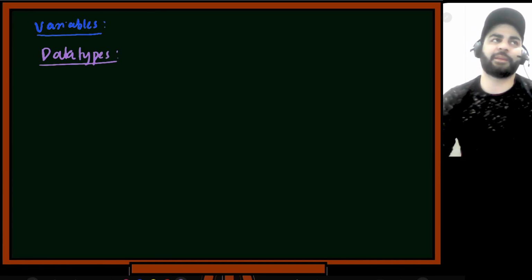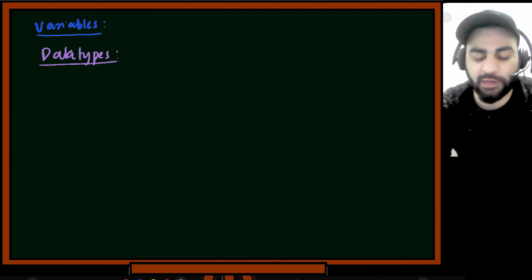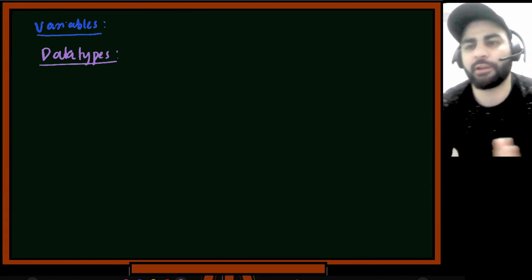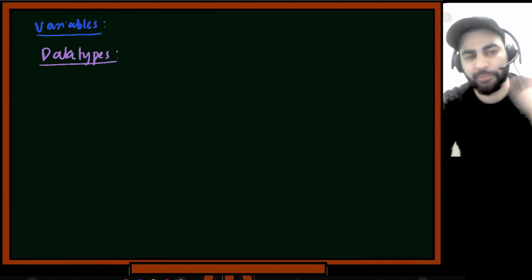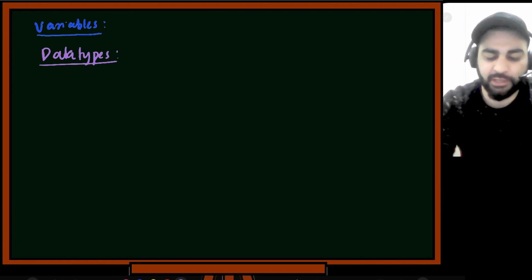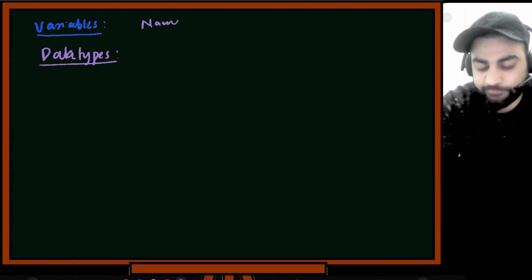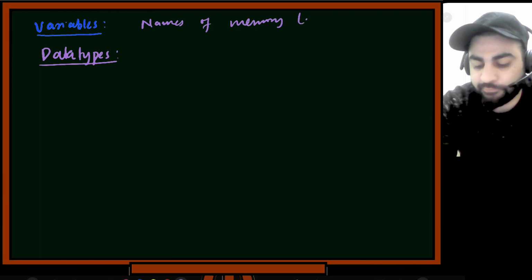Now you have these variables. Variables, in a nutshell, are the names of memory locations, memory addresses. So there we have memory and it has an address and we name it. Names of memory locations, because you have to store something in the memory location and you have to name it.